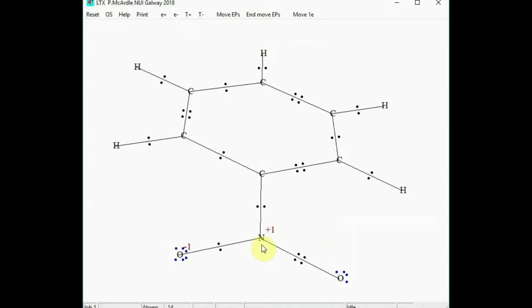We can see that the nitro group, the NO bond on this side is a double bond, and the NO bond on this side is a single bond with charges across the bond, +1 on the nitrogen, -1 on the oxygen.